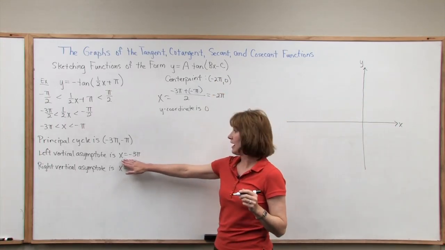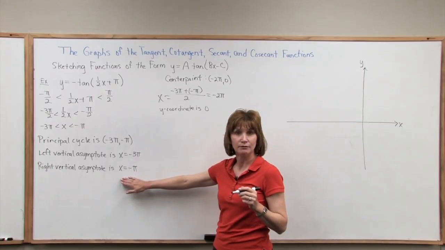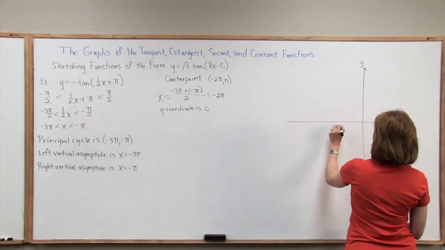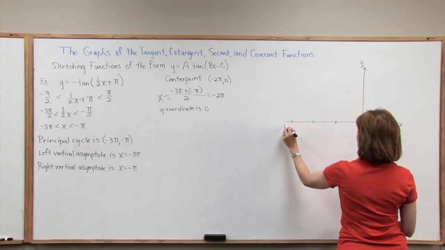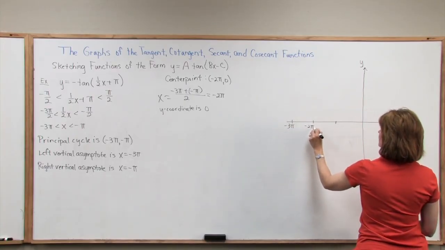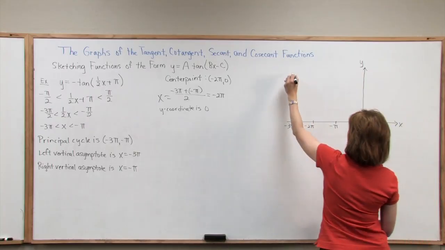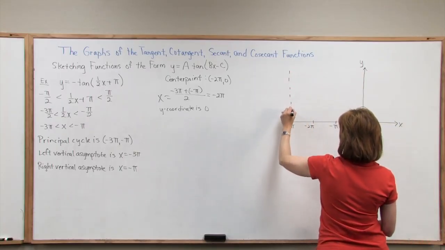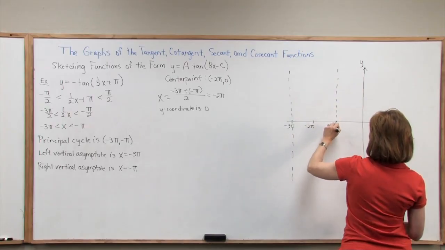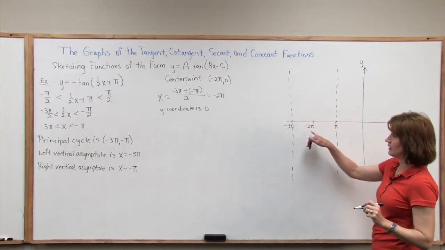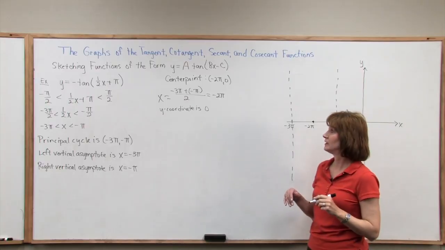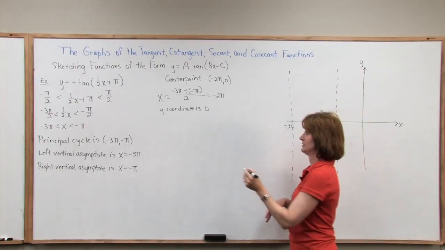So let's go over to our graph and let's show what we have so far. Let's put in the left vertical asymptote. So let's say that's negative pi. Let's say this is negative 3 pi. So I know I have a vertical asymptote here and here. And I know the center point is negative 2 pi, 0. Now we need to find the halfway points.